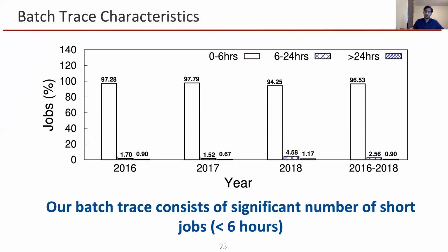On the x-axis, you have year. On the y-axis, you have proportion of jobs. As you can see here, there is a predominantly high number of smaller jobs compared to longer jobs, and the same trend can be seen across multiple years as well. Hence, the trace consists of a significant amount of shorter jobs, less than 6 hours.